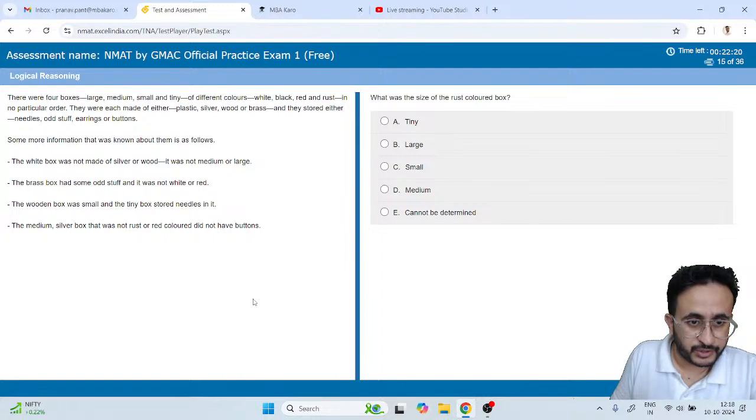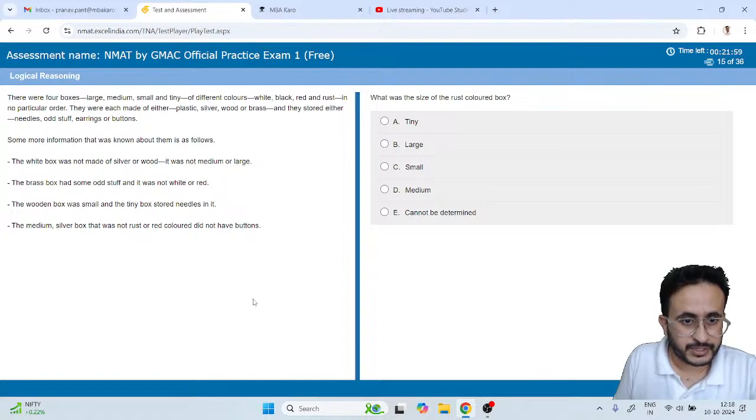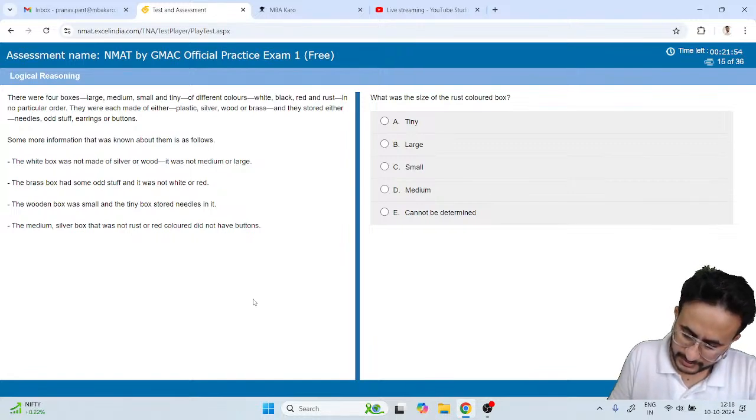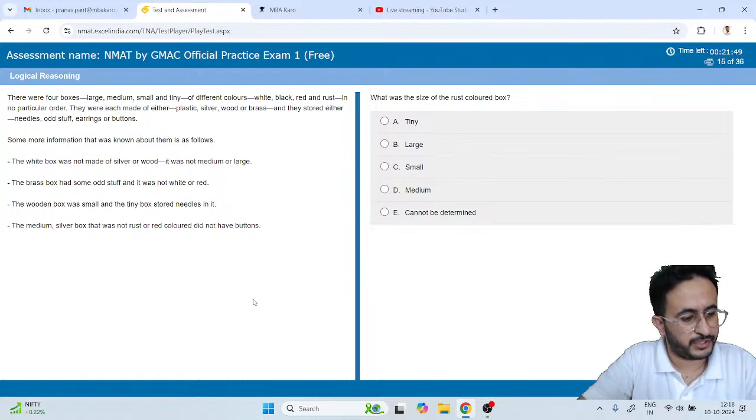Then we had white box was not made of silver or wood. Silver wood will not be, so it will be of P. Whatever P is, plastic, this will be of wood. And then it was not medium or large. So white box is tiny. Or two items, that is earrings and buttons. So it is not button. Button is third one. Earrings is second. Okay, pretty doable one. It won't take much time to make a table and solve it.